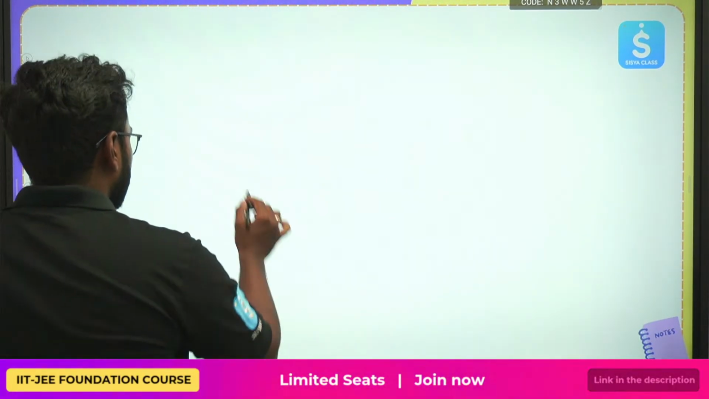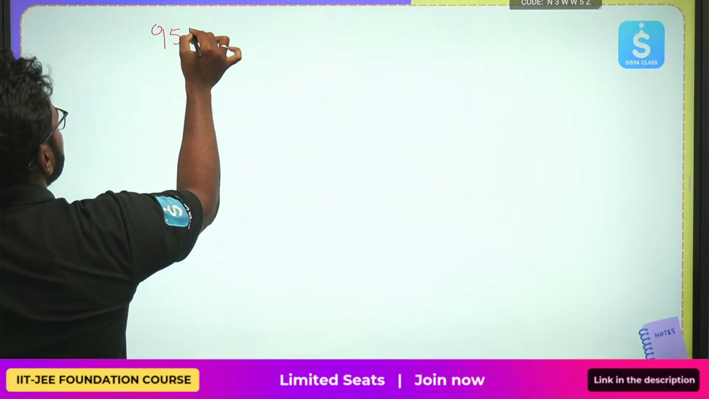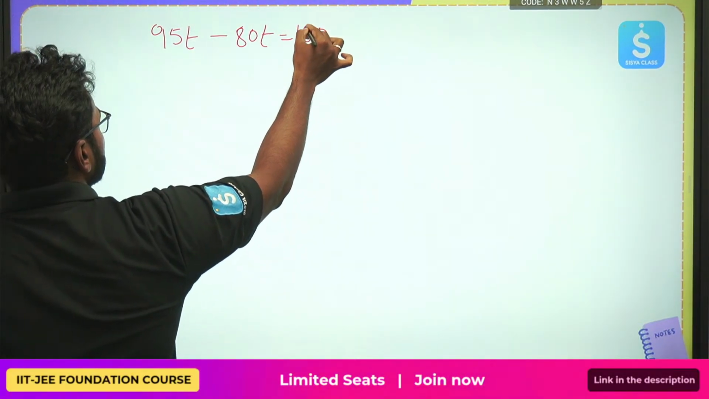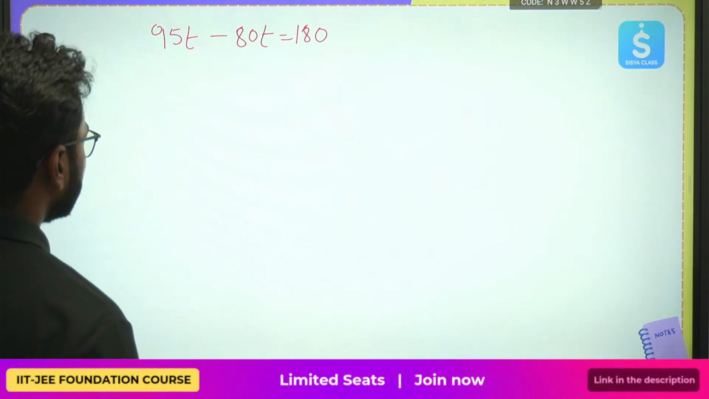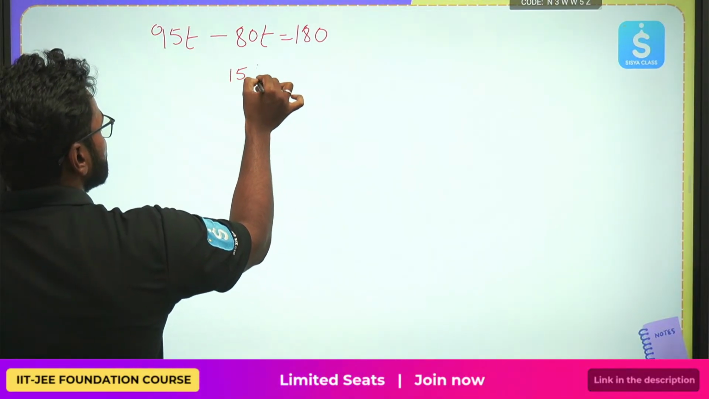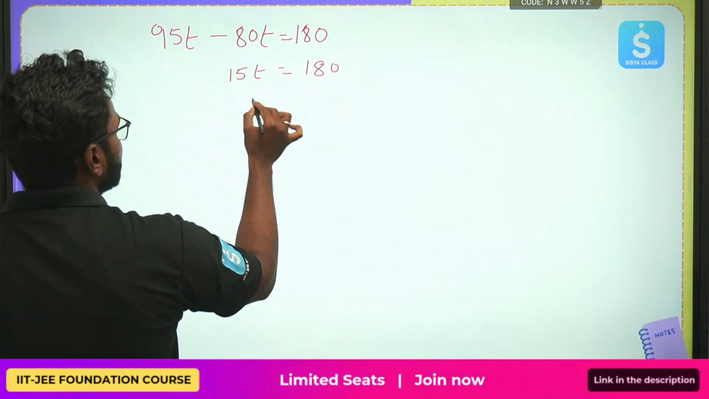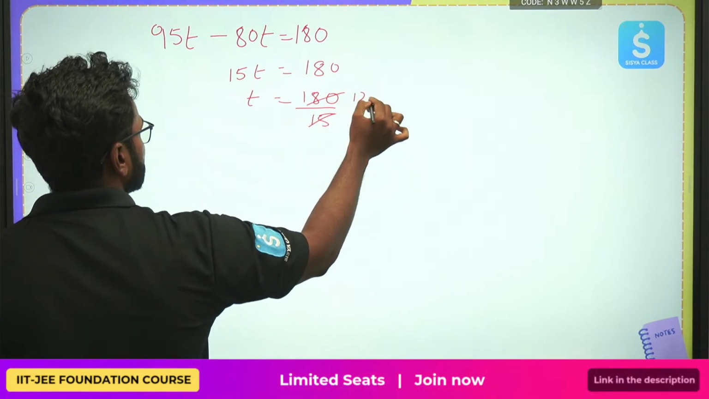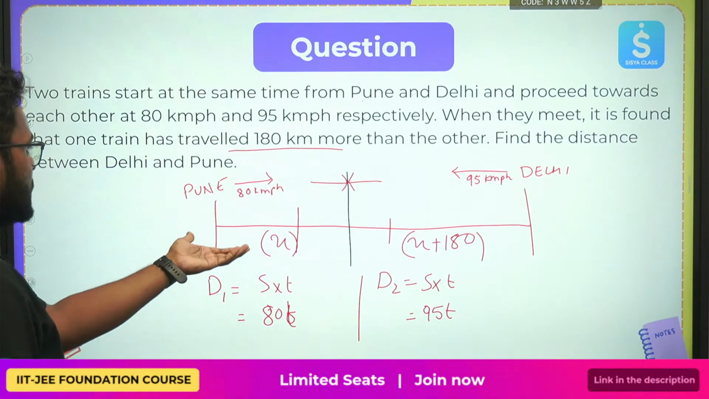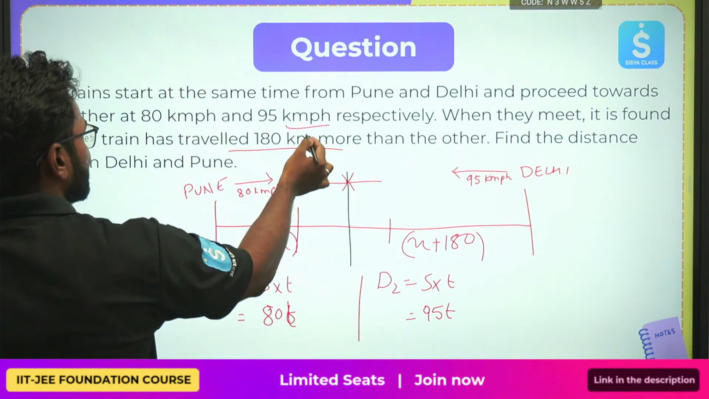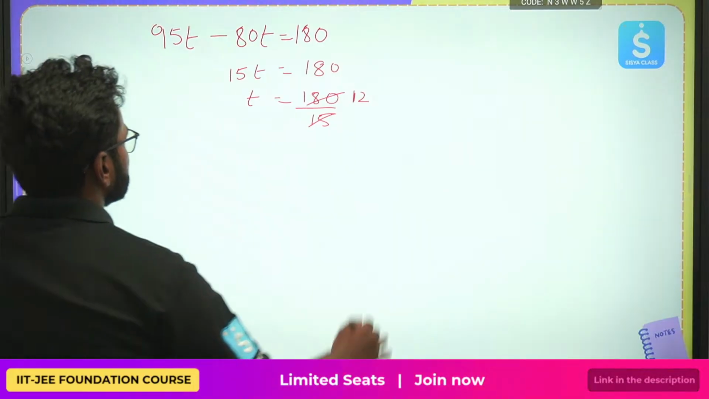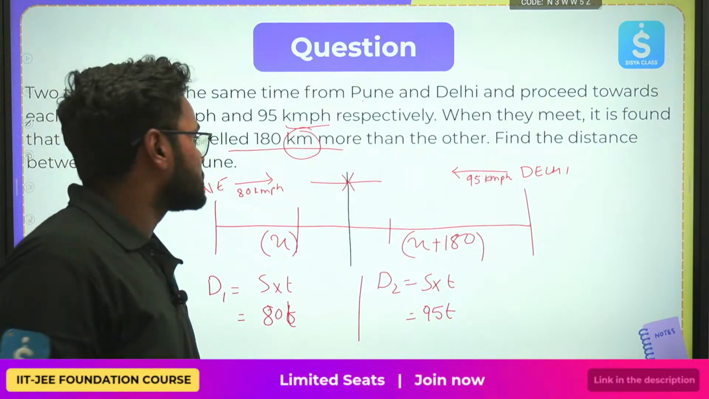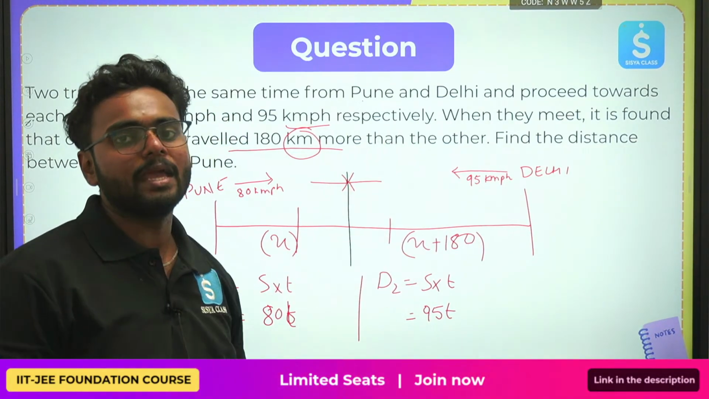So I can write that 95t minus 80t is equal to 180. Okay, so this would be 15t equals 180. t would be 180 upon 15, which is 12. Units, all are in kilometers per hour, and distance is also kilometer, so it will be hours, 12 hours. So after 12 hours, the train from Pune and the train from Delhi would be catching each other.